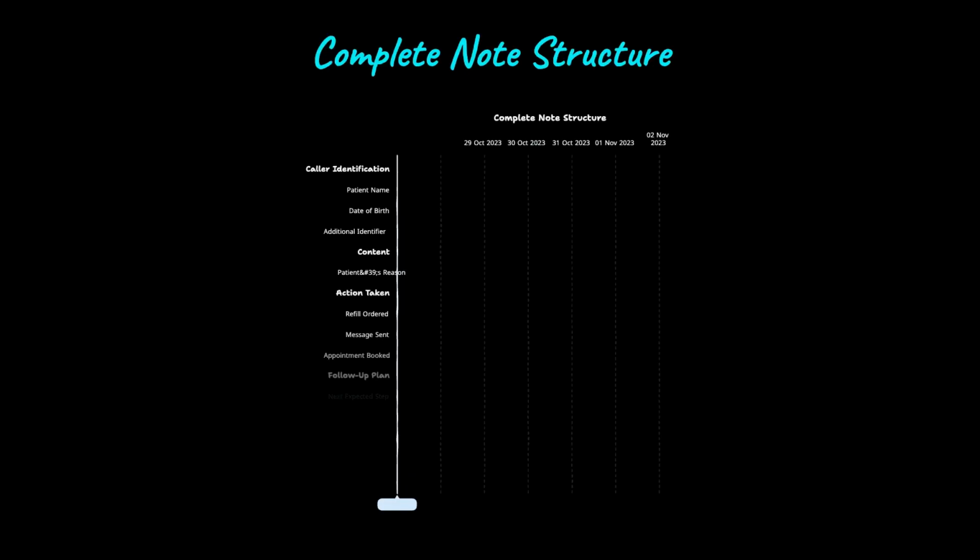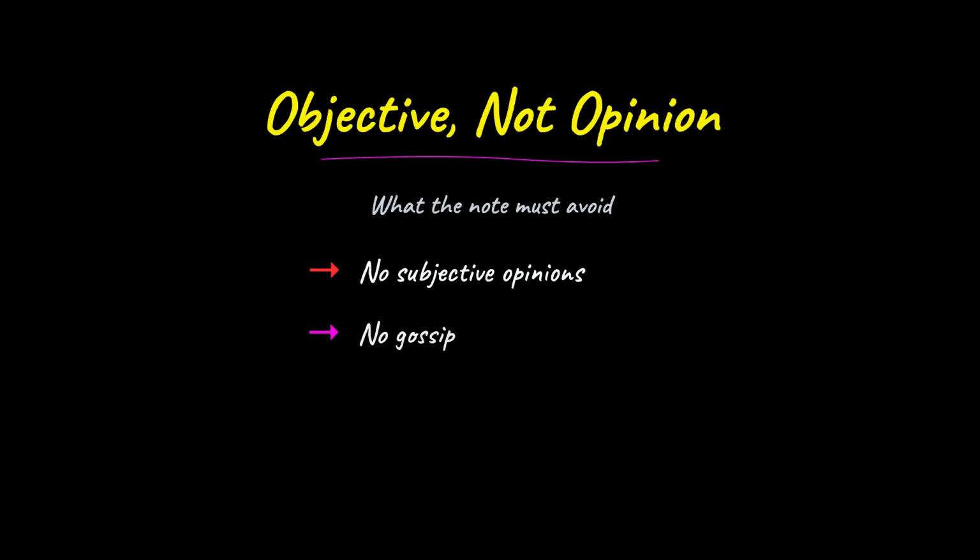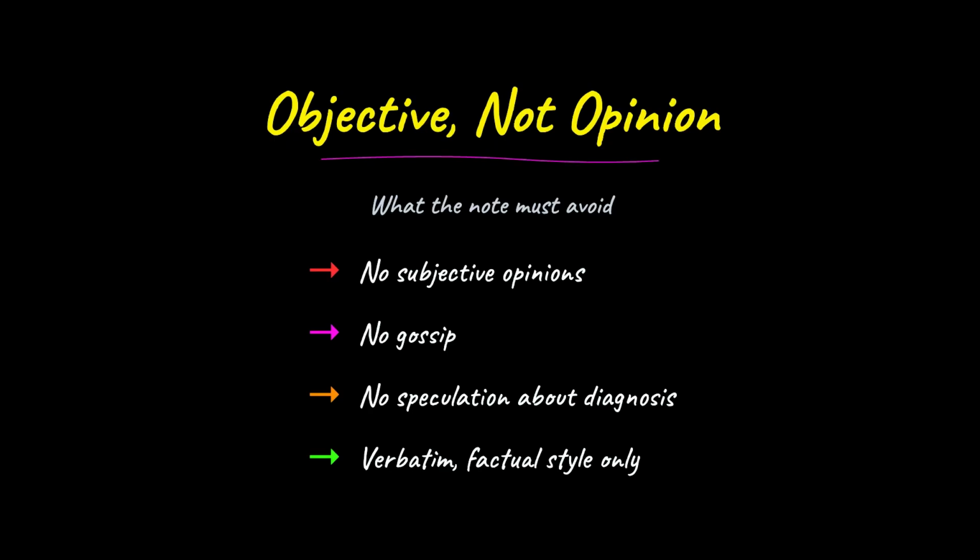Mechanically, the note opens with caller identification and verified identifiers, then captures the content of the call, the action taken, the follow-up plan, and closes with a signature, date, and time. Each section exists so the next clinician sees the full picture. The exam trap is choosing answers that slip in subjective opinions, gossip, or diagnostic speculation. A telephone encounter note records only what was said and done, never what the staff member thought about the patient, since that exceeds the CMAA's scope and could mislead a later reader.